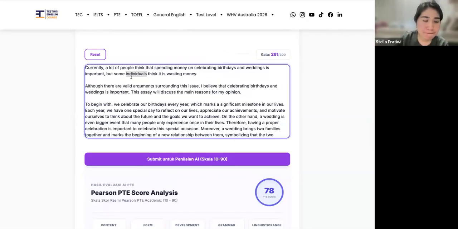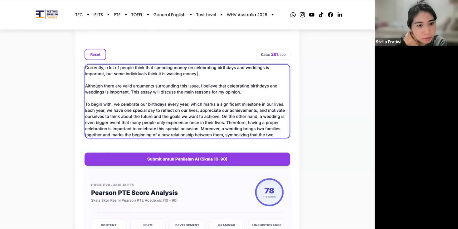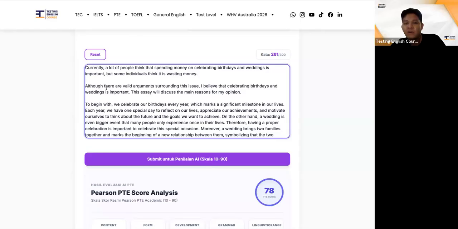Nah, some individuals think it is wasting money. Pertama, ini adalah compound sentence dan sekarang grammarnya sudah oke. Lanjut. Although, kalau Miss mau pakai although, ingat koma. Komanya bisa di sini, komanya bisa di depan. Tetapi kita coba lihat dulu. Although there are valid arguments surrounding this issue, I believe that celebrating birthdays and wedding is important.